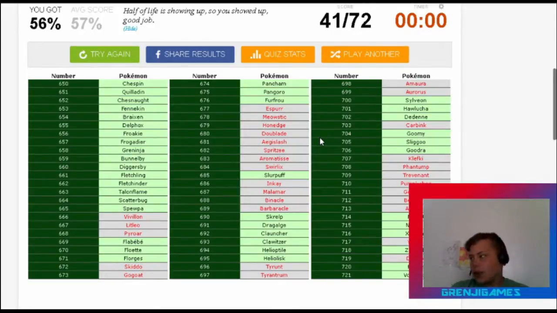At the beginning, I was going to say, let's go for the fossils. Tyrunt, Tyrantrum. I would have remembered those. Amaura, Aurorus. I would have remembered those. Carbink, no. Klefki, probably not. Phantump, Trevenant, maybe. Pumpkaboo, Gorgeist, maybe. Bergmite, Avalugg. Don't think I would have remembered those. Yveltal and Diancie, I remembered. I just didn't know how to spell them. So we got 41 out of the 72.